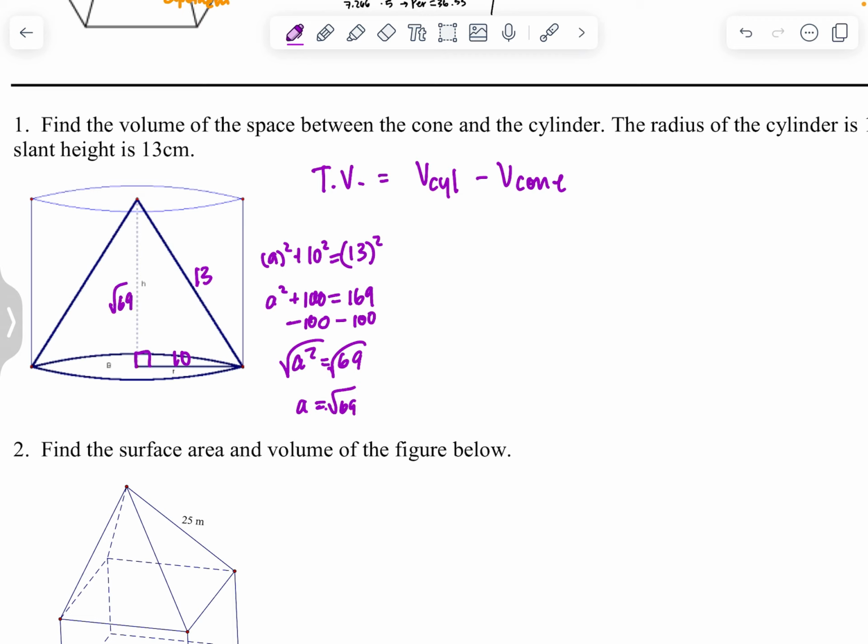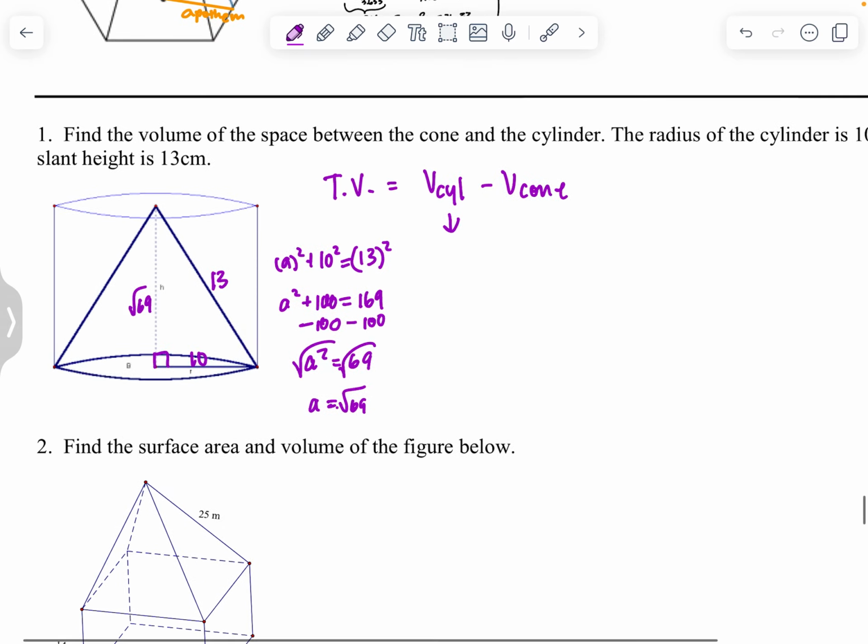Okay, so now the volume, for the cylinder anyway, is equal to the area of the base times the height. Area of the base would be pi r squared. So this would be pi times 10 squared times the altitude of root 69.